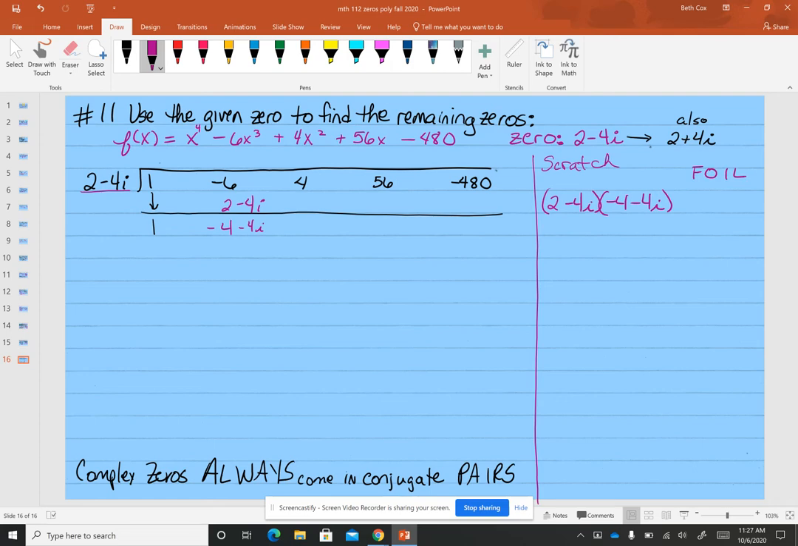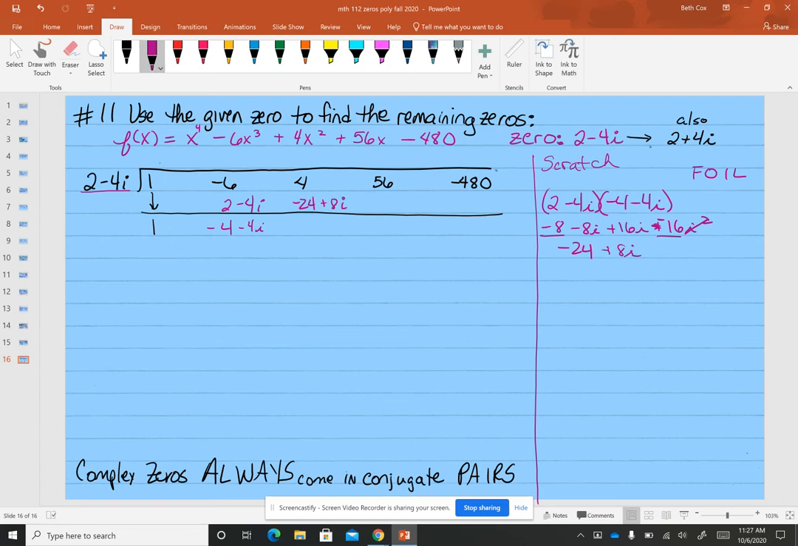It's going to. So go ahead and do it. I'm going to get a negative 8 minus an 8i plus 16i plus 16i squared. Stop the video if you need time to go through this, because I'm going to go through it really fast. So please stop the video, get your FOIL done. That's going to turn into a minus 16, so a minus 8 minus 16 is minus 24, and then plus 8i. Okay, so that's going to be minus 24 plus 8i.